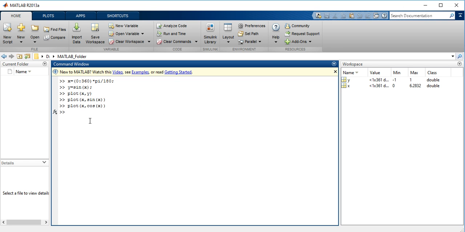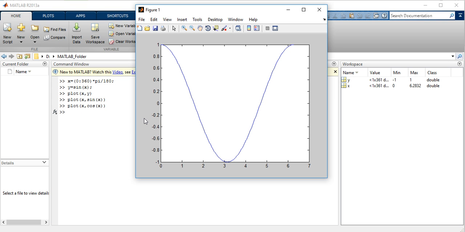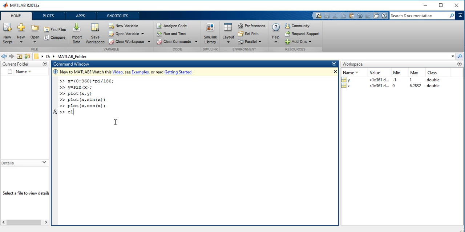Now to close this plot, we can simply write close. What if we want to plot both curves in a single graph? Then we have to use the hold function.